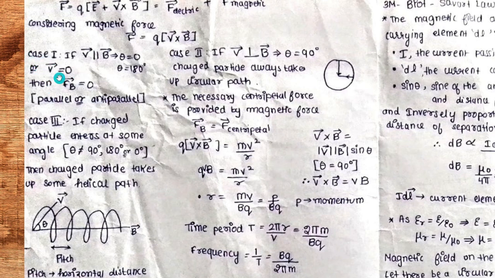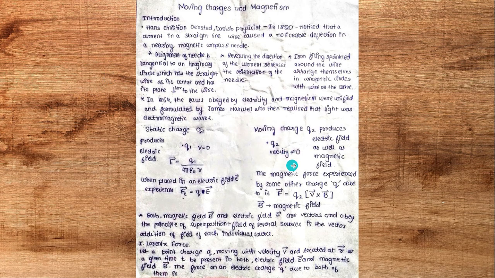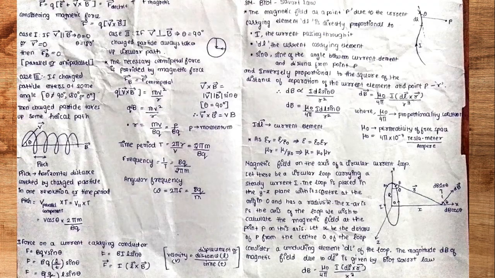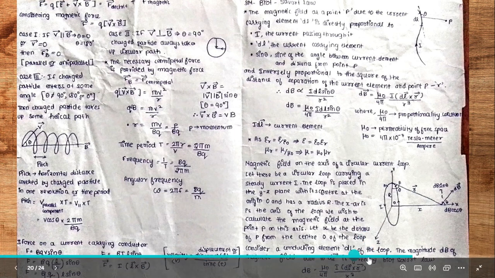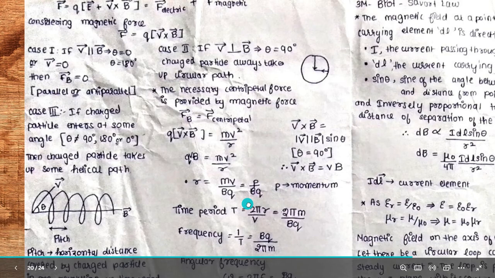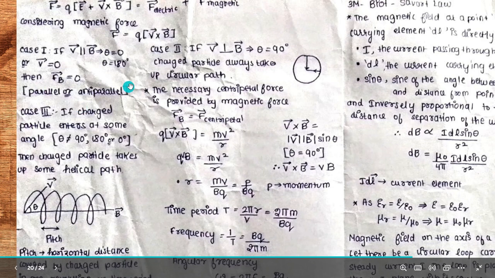Or the velocity of the charged particle is 0. It means the charged particle is not moving, so there is no magnetic field produced by it, which means no force due to the magnetic field. So F_B bar becomes equal to 0.